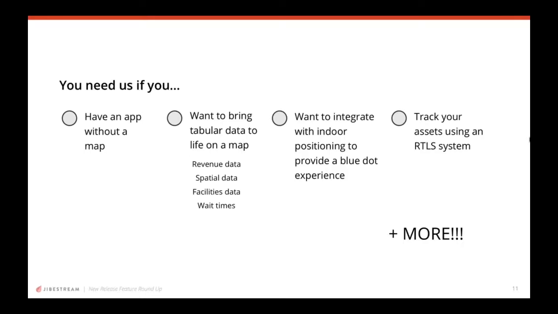We look at tabular data all day long, and it shows up in an Excel sheet. But sometimes if you put it on top of a map, it adds a lot more value to the data. Plus, you can see trends that you would never be able to see from an Excel sheet. For example, revenue data or spatial data. How much is a meeting room being used compared to another one? Or is this entire wing making a lot of money, whereas another wing is not? So, great use cases there.